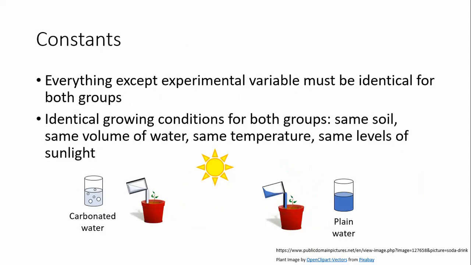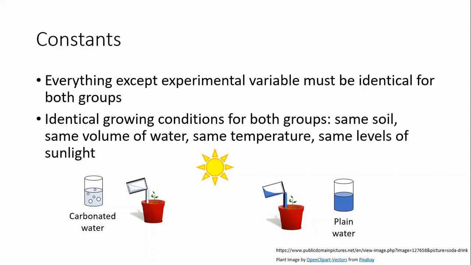Now, other than the carbonation of the water, everything else needs to be identical between the two groups. You need the same soil, ideally the same volume pot, the same volume of water given to them, and the same timing. If you give one plant water in the morning, you've got to give the other plant water at the same time. You need to keep them at the same temperature and have the same levels of sunlight.